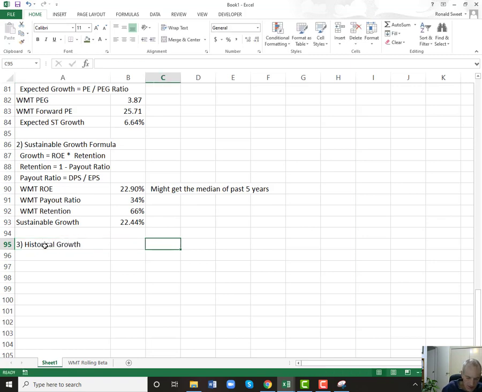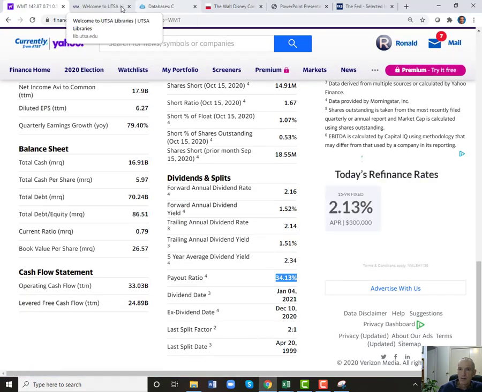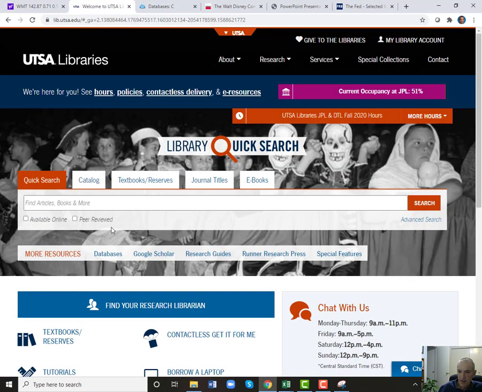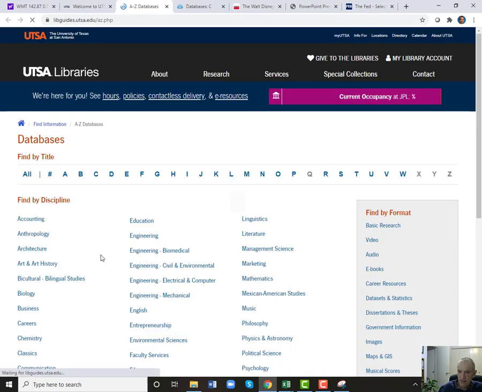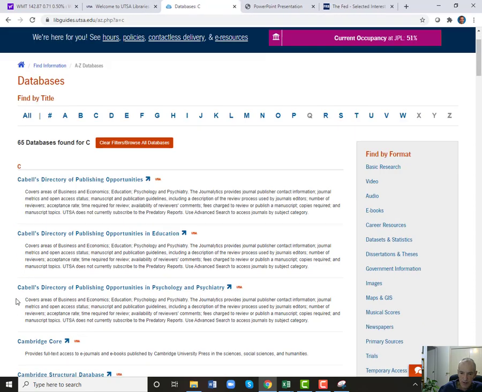And this, you can just get this from Capital IQ from the UTSA library. So I'll show you how you can do that. So here's the UTSA library. You just click on databases, go to C for capital. So let me get out of them so I load it from scratch.